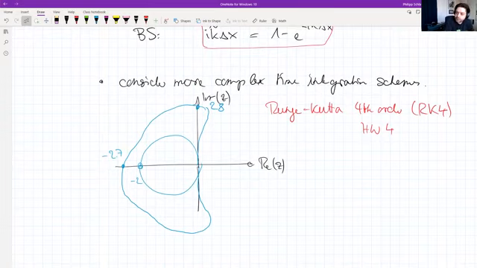Do you have any questions to how we combine temporal and spatial discretization?